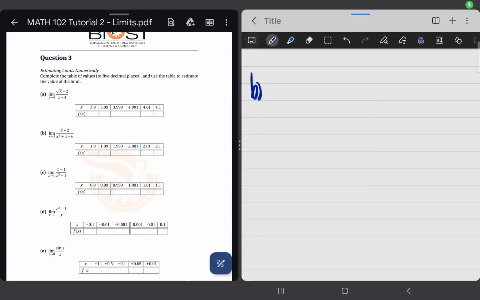So now we are doing part B. I don't want to hear anybody saying this is hard. This is not hard. This is a walk in the park. This is going to be the limit. Try it on your own. Pause, try it on your own, then let's do it together.